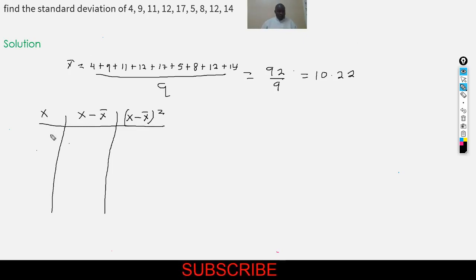Now we start with x, and you rearrange all those numbers. You can arrange from smallest or just arrange them in whichever order, even the way they are, because it will not have an effect. Now that we are not finding the median, they will not have an effect. Median is when you arrange from the smallest to biggest. So we shall have 4, 9, 11, 12, 17, 5, 8, then 12 and 14.